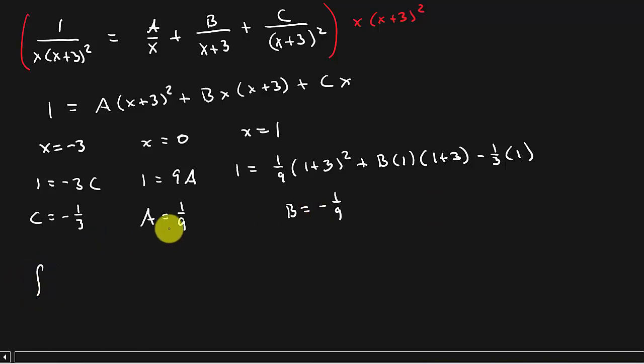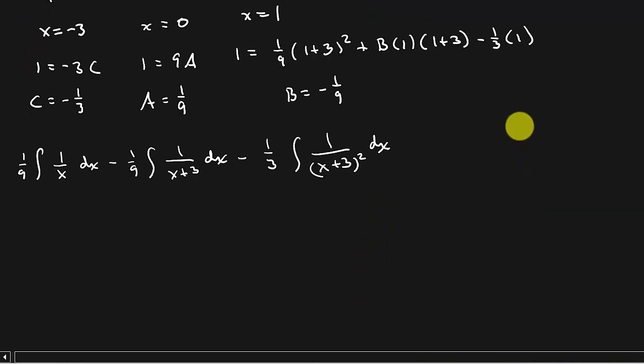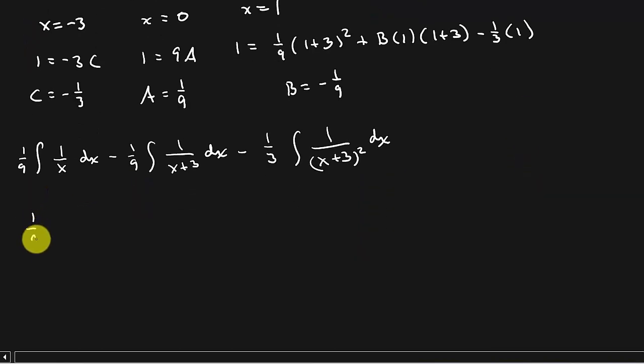Now, I'm going to pull the numbers out. So a is 1/9, so that's 1/9 times the integral of 1 over x dx, minus 1/9 times the integral of 1 over x plus 3 dx, minus 1/3 times the integral of 1 over x plus 3 squared dx. All right, so this is easy here. This is 1/9 times natural log absolute value of x, minus 1/9 times natural log absolute value of x plus 3, minus, I guess it's going to be minus, we'll have to see when we integrate it.